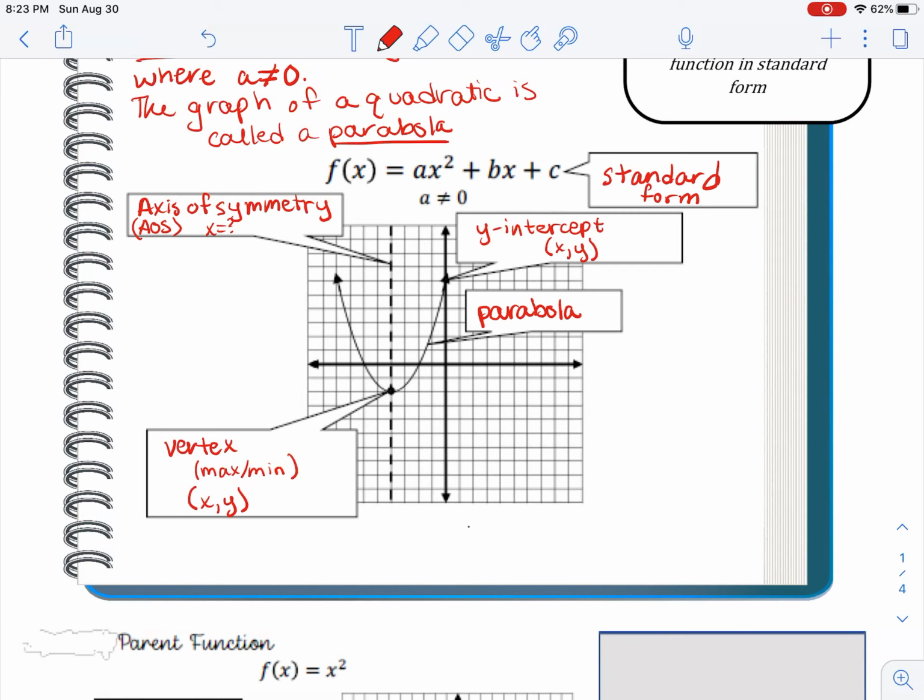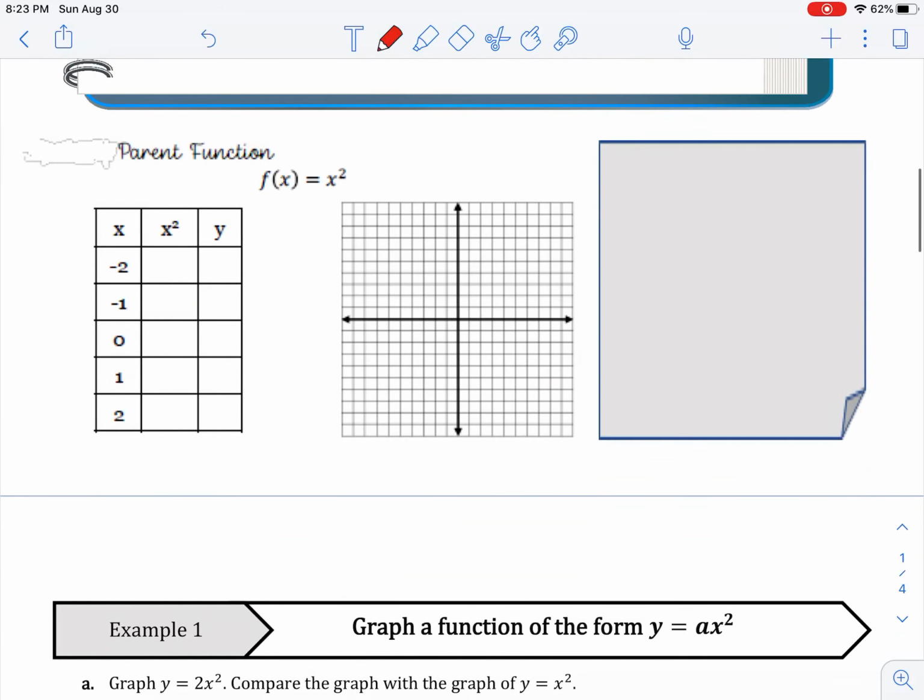So the pieces that we're going to be working with the standard form, and we're going to learn how to find the axis of symmetry, the y-intercept, and the vertex. So first, let's visit this idea of a parent function. So remember, parent functions are like the simplest versions of a function. So the simplest version of a linear equation, one of those straight lines, is just y equals x. The simplest version of a quadratic function is just y equals x squared.